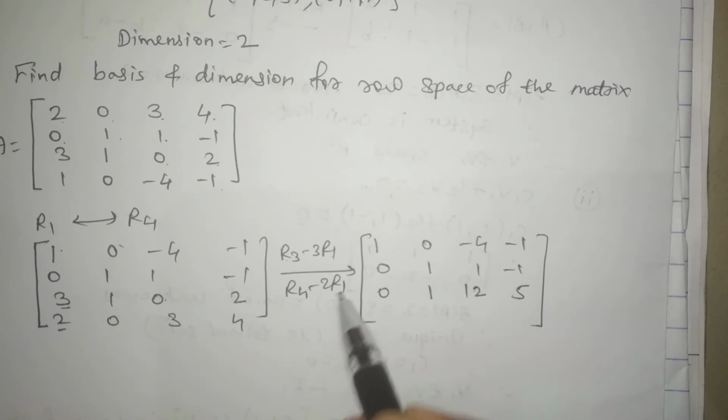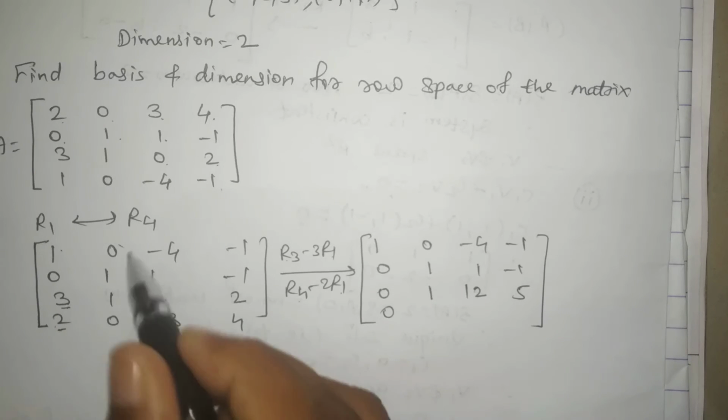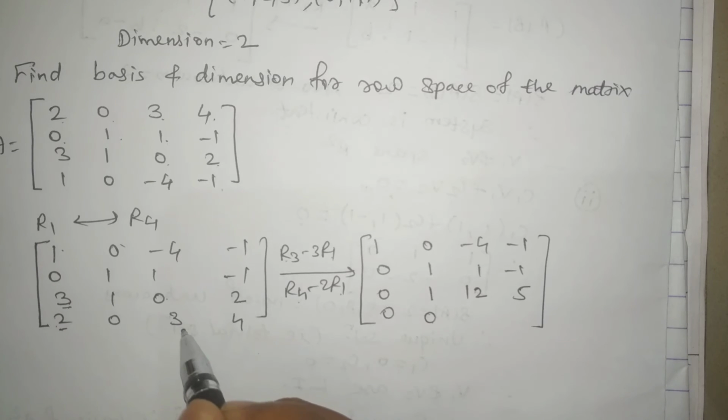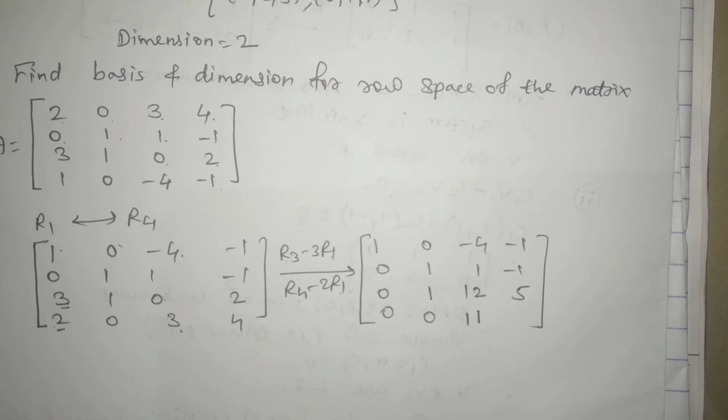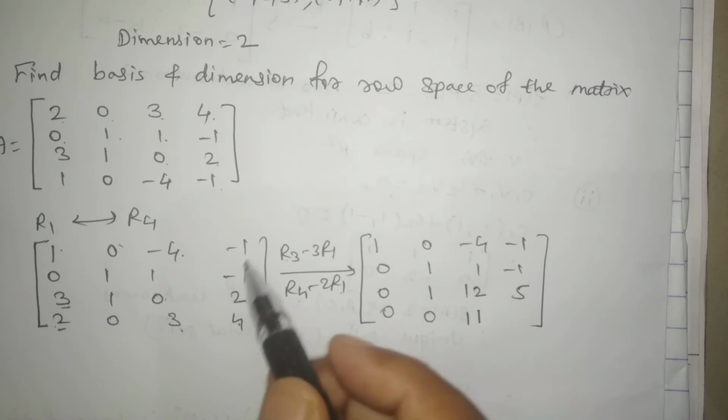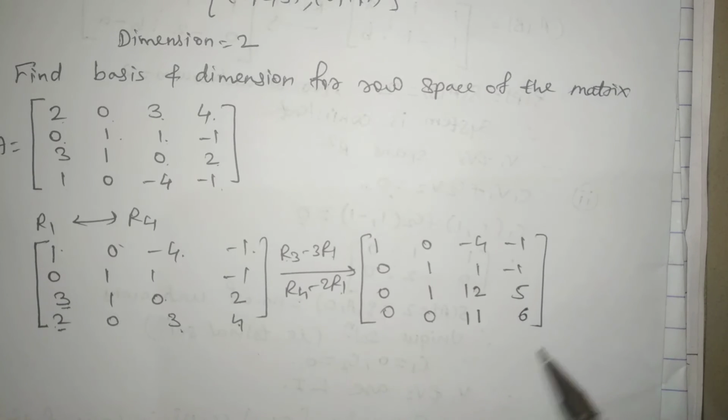Then R4 minus 2 times R1: 2 minus 2 is 0, 0 minus 0 is 0. 3 minus minus plus 2 into 4, that is 8. 3 plus 8 is 11. And 4 minus minus plus 2, that is 6.